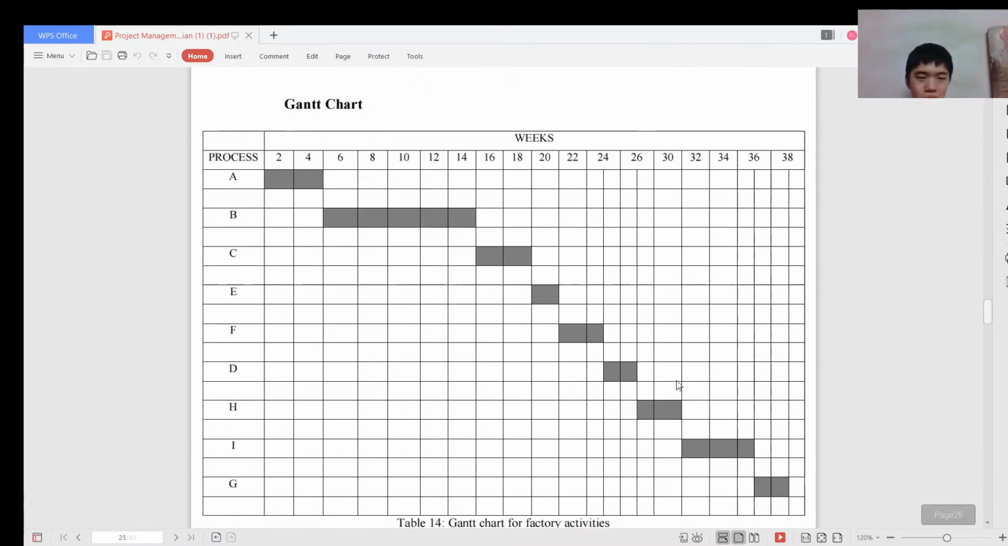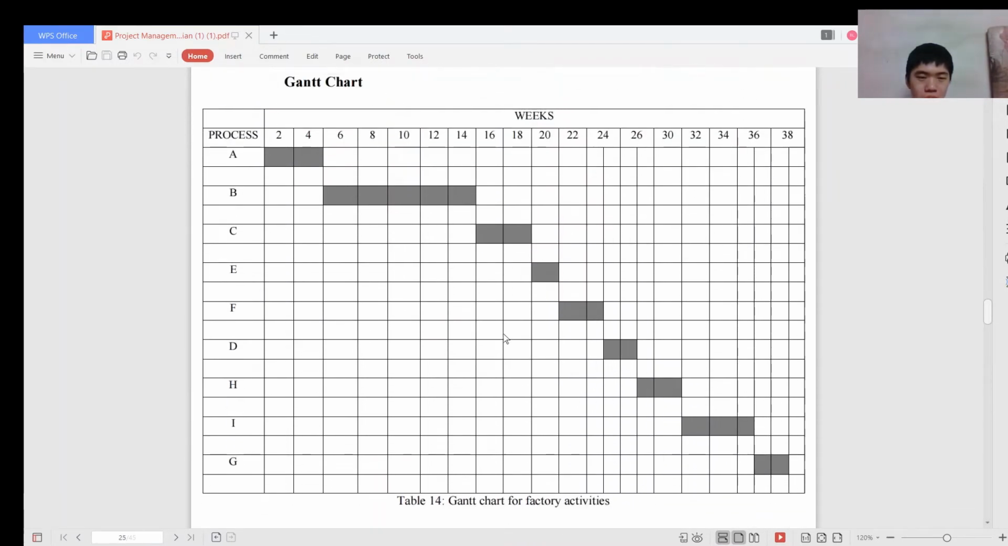This is a Gantt chart for the factory activities. We can see that not all activities can be run simultaneously.